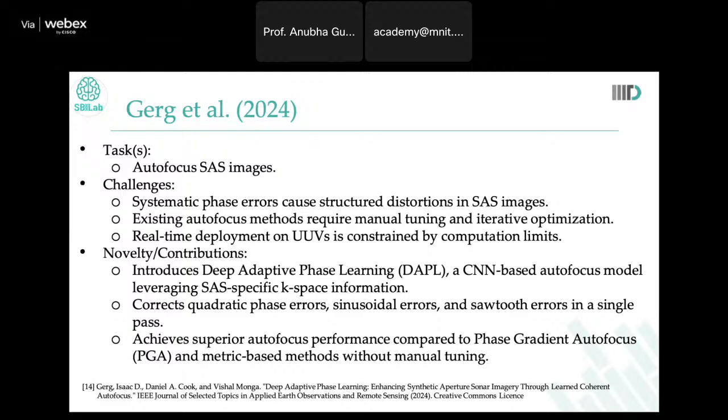Existing autofocus methods require manual tuning and iterative optimization, whereas real-time deployment on unmanned underwater vehicles is constrained by computational limits. So, the novelty or contribution introduces deep adaptive phase learning, a CNN-based autofocus model leveraging SAS-specific phase space information. It corrects quadratic phase errors, sinusoidal and sawtooth errors in a single pass, and achieves superior autofocus performance compared to phase gradient autofocus and metric-based methods without manual tuning.